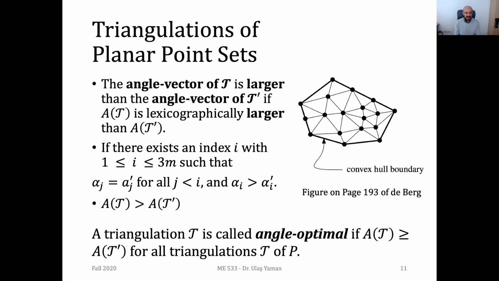So if you have a triangulation, and if the triangulation has an angle vector which is higher or equal to the other triangulations, we can say that this is the angle optimal triangulation of the given point set P.